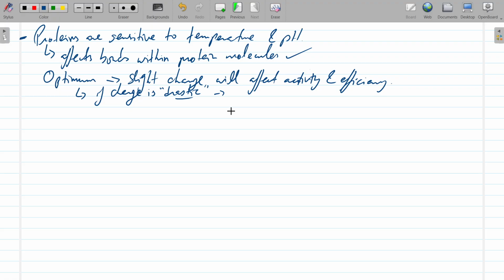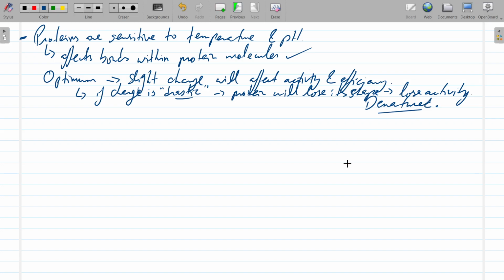It will become denatured. Actually, not can but will. It will lose its shape and it will lose its activity. And at this point, a protein is said to be denatured. Denaturation has occurred, and the protein is said to be denatured.